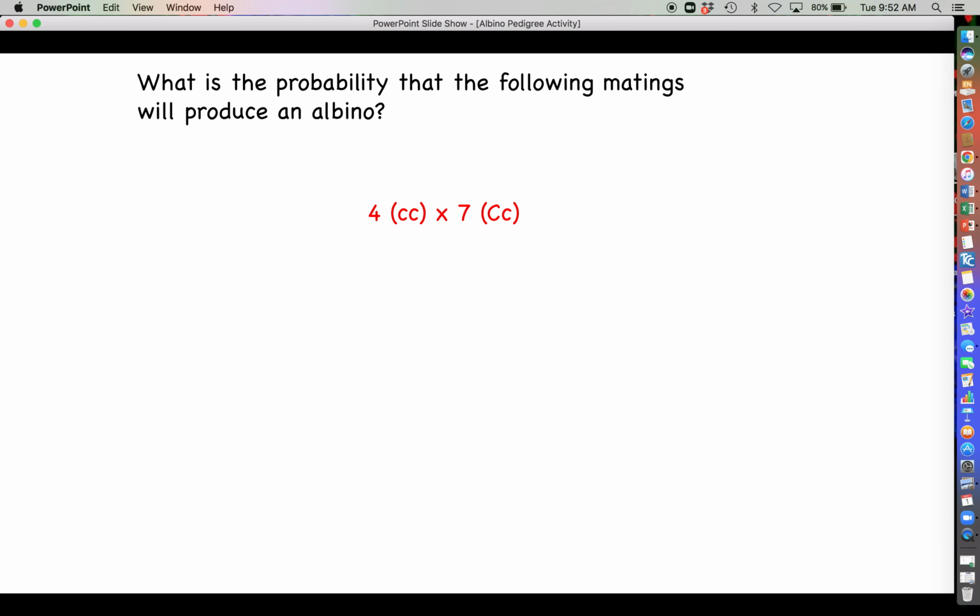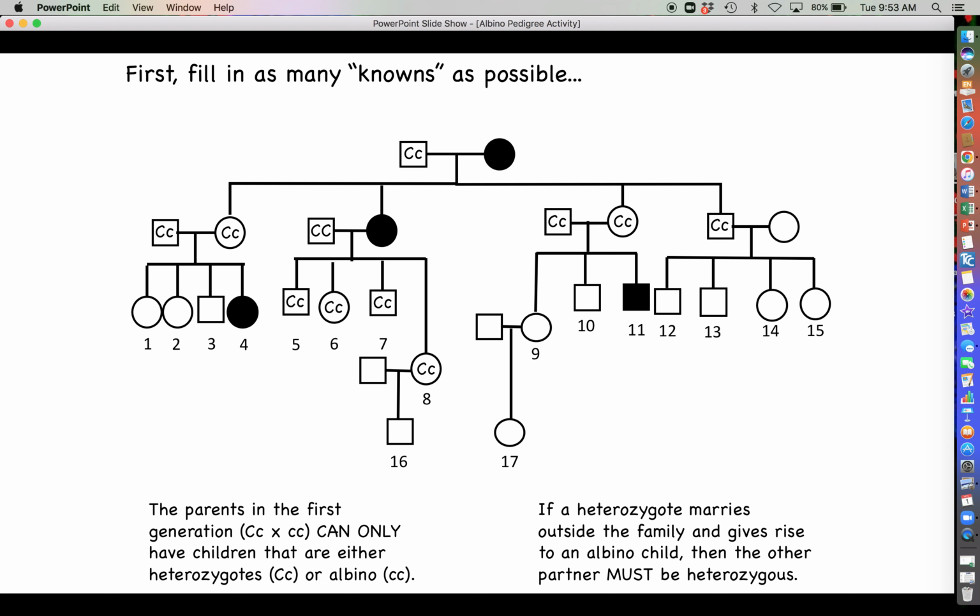Okay, so what we are going to do now, and we'll do several examples of this for calculating probability, we are going to determine the specific probability that given matings will produce an albino child. Now, you can see that this is an entire extended family. So for the sake of this activity, we are going to suggest some consanguineous marriages, meaning marriages between closely related individuals.